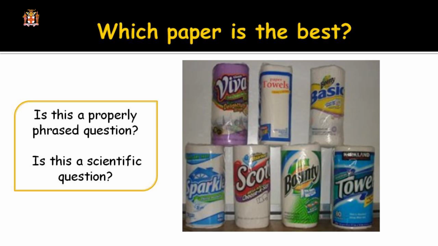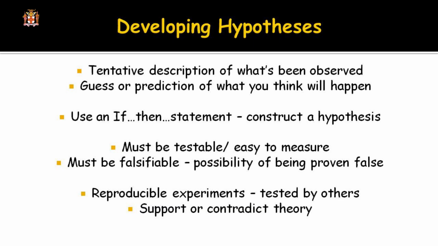So if we look back at that question about which paper is the best, we couldn't test it, right? Because there are not enough parameters for us to really do a test. So we must have a statement that is testable. It must be what we say reproducible. So somebody else should be able to carry out the same experiment. It should be able to support or contradict theory.